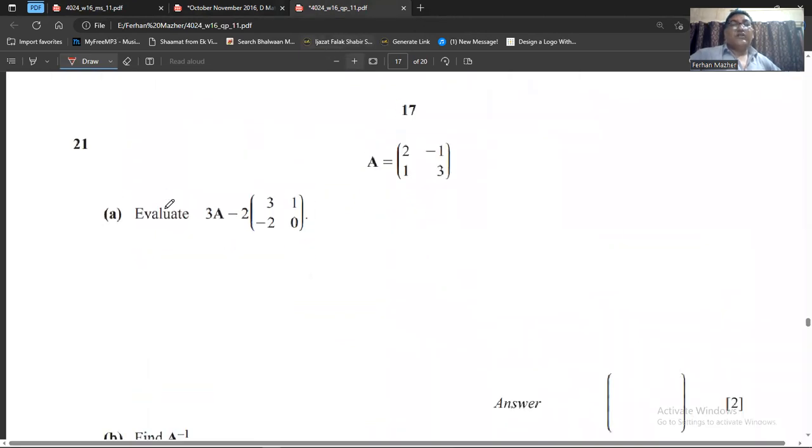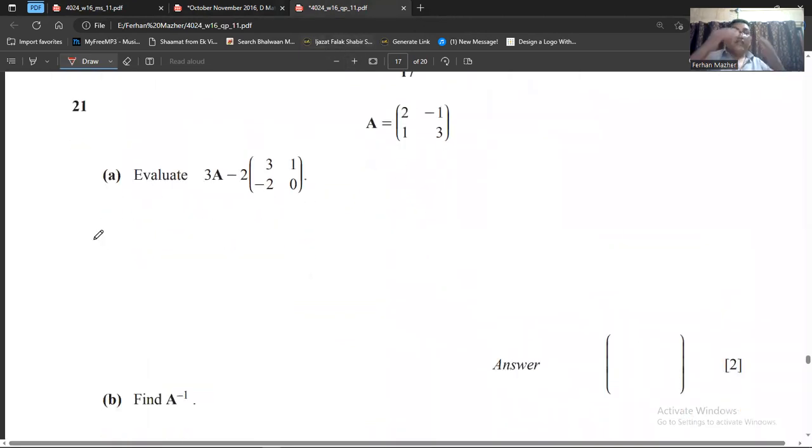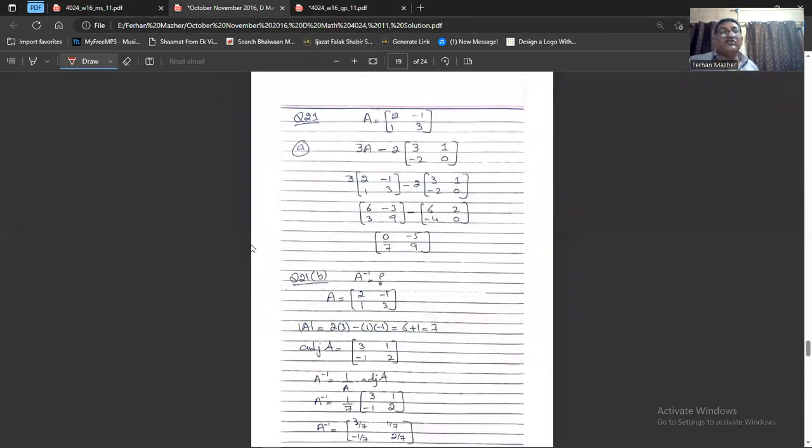In question number 21, a matrix A is given, and A is 2, minus 1, 1, 3. He says evaluate 3A minus 2, and then we have a matrix which is 3, 1, minus 2, 0. So very simple, straightforward question is this.